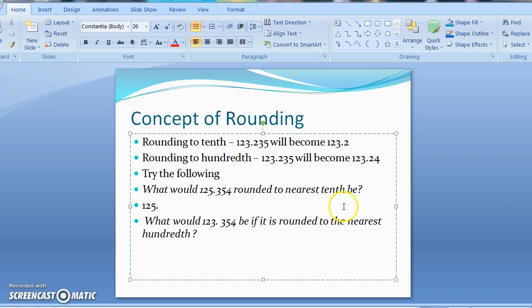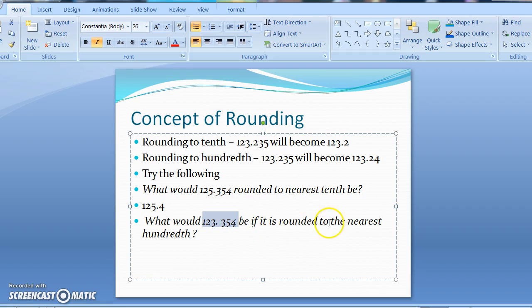125 point. We are rounding it to the 10th place. Okay, let's go to the 10th. Look at the digit to its right. It is 5. Hence, we're gonna round it up. So the answer is 125.4. Awesome.